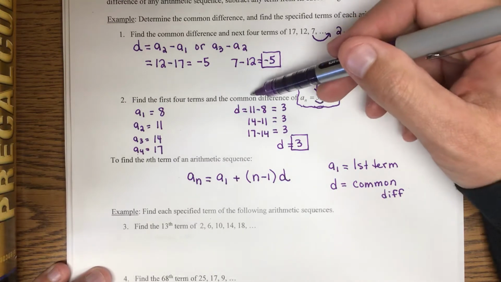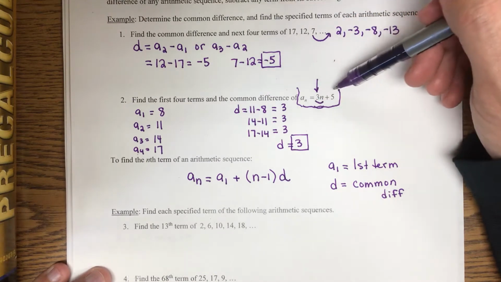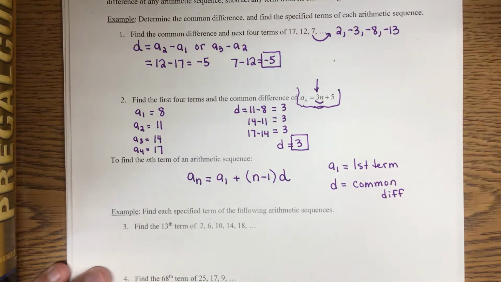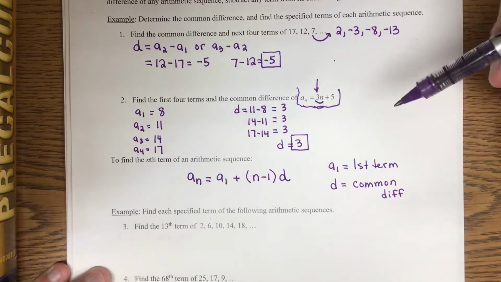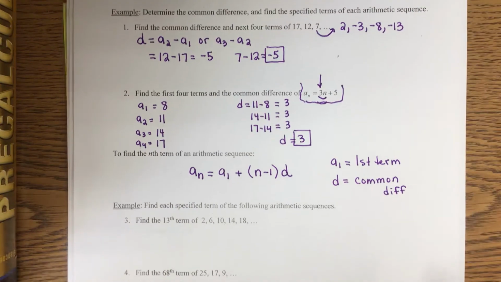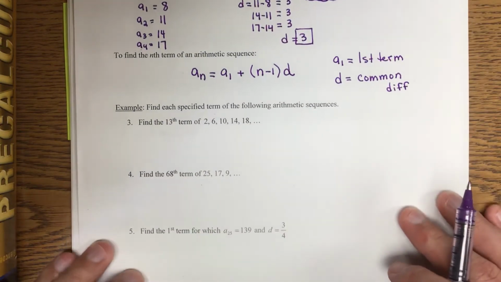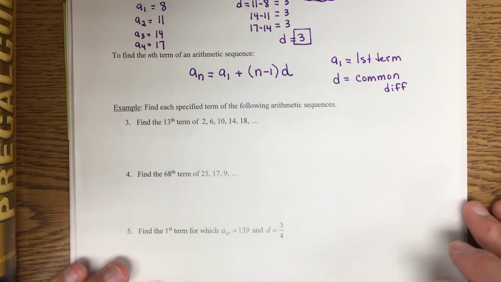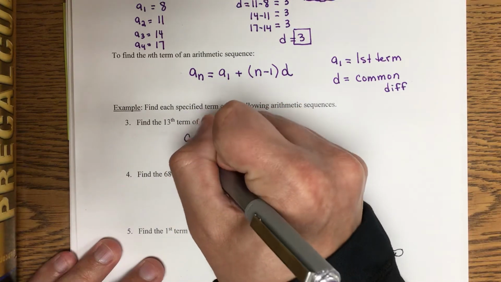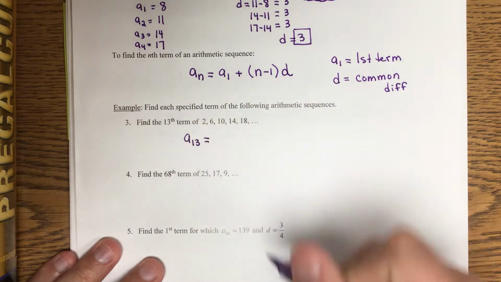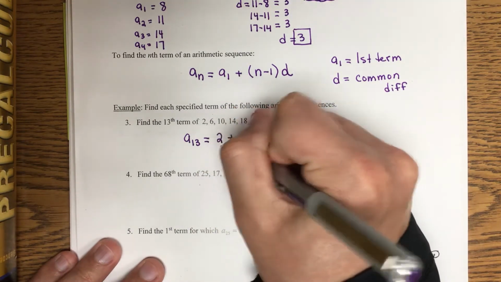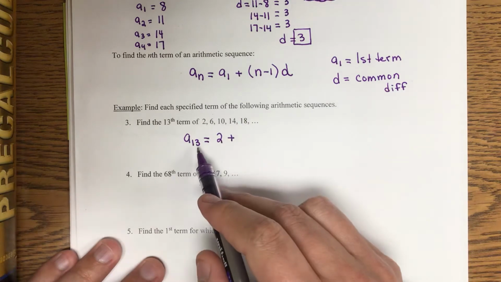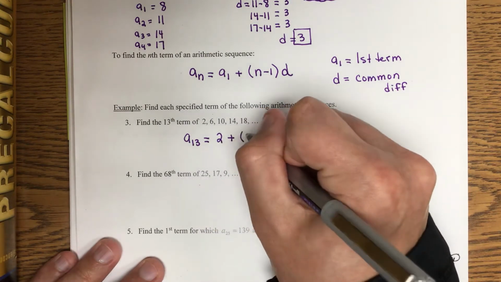Some people, when they see common difference, they think, oh, it should be something minus 3. And that would be for a recursive sequence. But in explicit formula, it shows up a little bit different. So let's go down to the examples. It says for number 3, find the 13th term. So I'm going to find a sub 13. I'm going to take the first term, which is 2, plus, now n minus 1, so if I'm finding the 13th term, that would be 12.